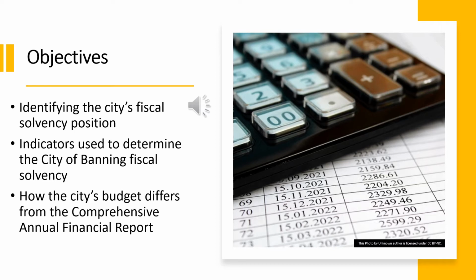Some of the key areas that I will focus on in my presentation include identifying the city's position in terms of fiscal solvency, explaining the indicators that I've used to determine the City of Banning's fiscal solvency, as well as how the city's budget differs from the Comprehensive Annual Financial Report.